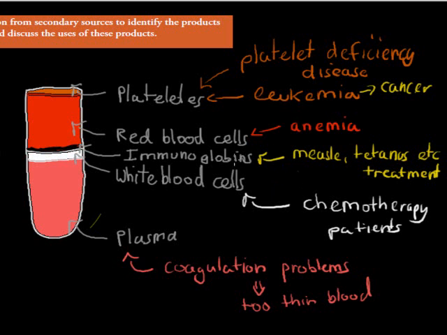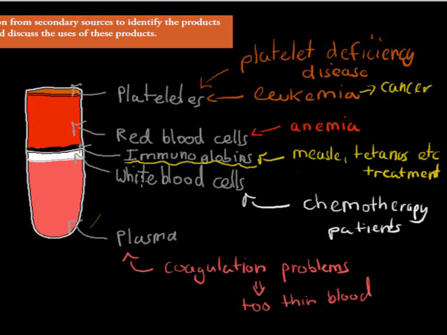Immunoglobulins, these were antibodies. Antibodies help fight infection or disease, especially some of the ones which are hard to treat, so measles and tetanus. So one person might have antibodies against these two different diseases. They get the immunoglobulins from that person and inject them into a person who has that disease but who doesn't have the antibodies. So immunoglobulins help fight diseases such as measles and tetanus. So they're used in treatment.